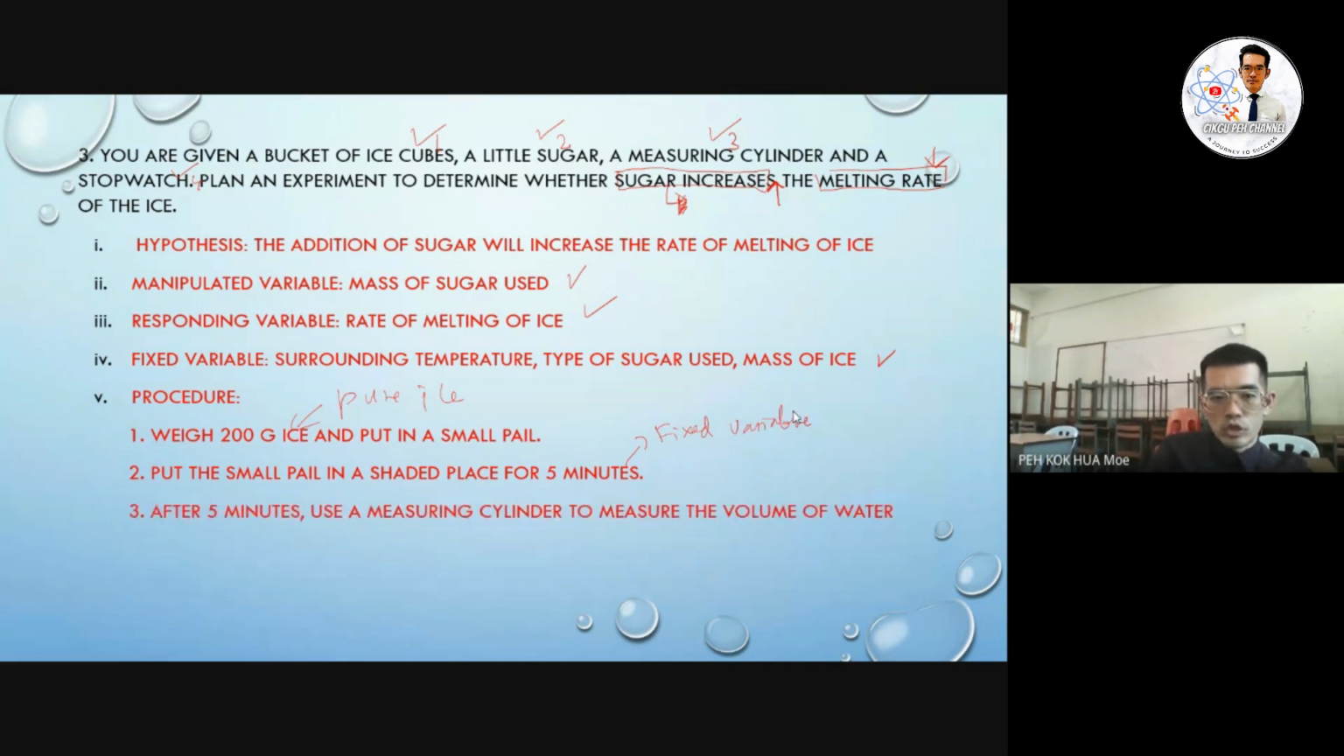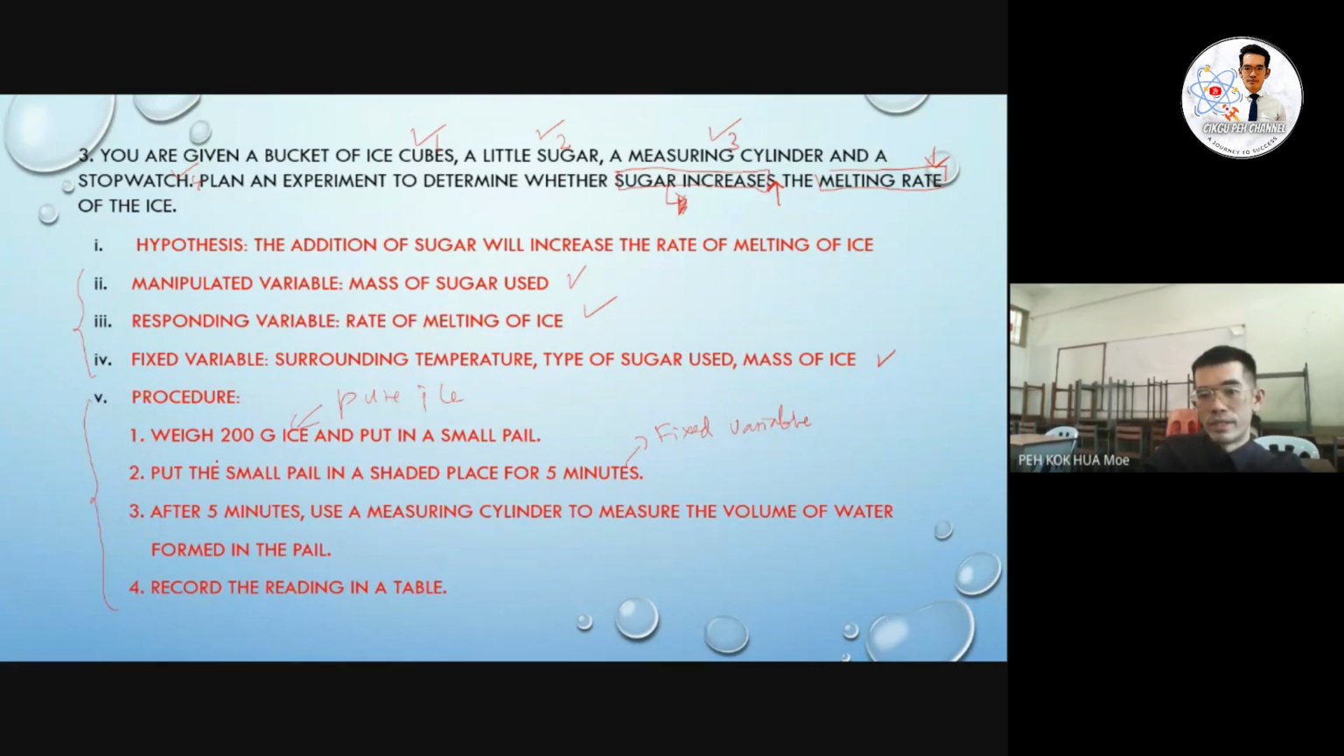Okay, and then the next will be after 5 minutes, use a measuring cylinder to measure the volume of the water. Then record the reading and write in the table. So the question should ask you to plan only. So you need to give the hypothesis, variable, and the procedure.